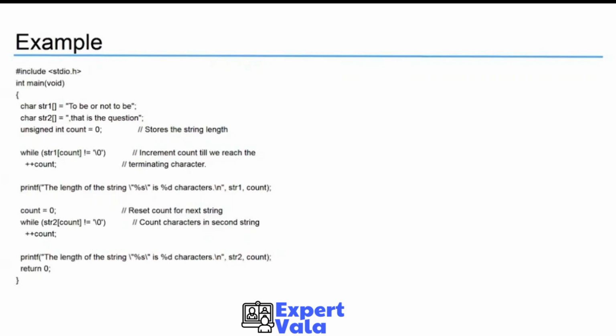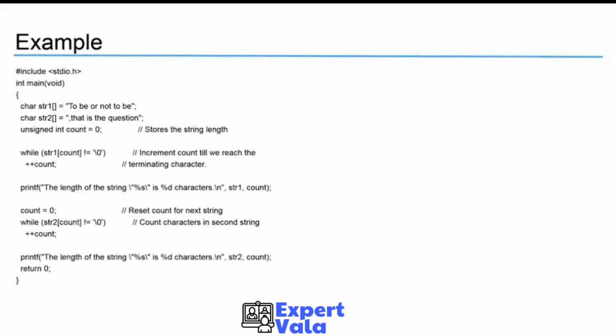This program is going to count the characters in an array, so it's essentially going to get the length of the string. What we are doing here is we are creating a variable named count and two character arrays, with two different strings: "To be or not to be," and then "that is the question." char str1 is going to have a null terminator after "be," and str2 is going to have a null terminator after "question."